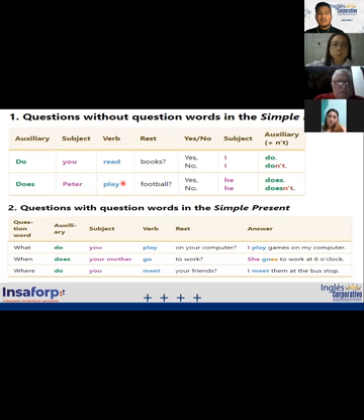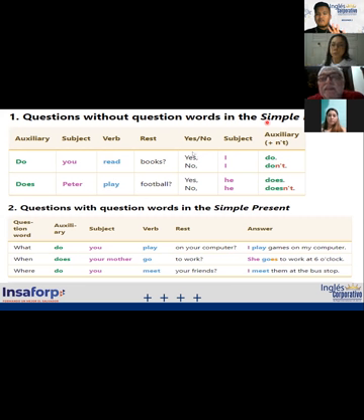So we have read and play. The rest, esto que dice rest aquí, el resto, we can also call it complement. That is going to be the same thing. So remember, this is the structure. First of all, or number one, auxiliary. Number two, subject. Number three, verb. And number four, the complement.